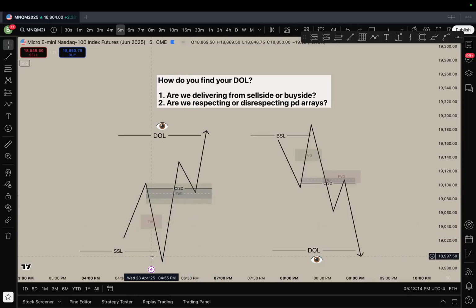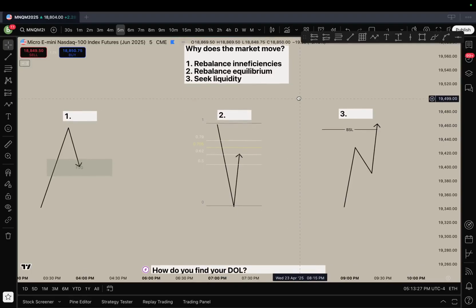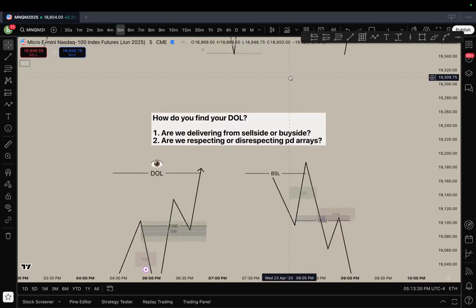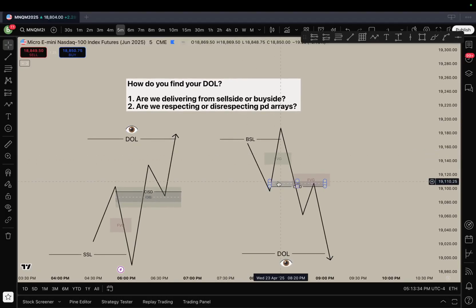And if we are doing these things, if we're delivering from sell side, we are disrespecting bearish PD arrays and we are respecting bullish PD arrays, the draw on liquidity is most likely going to be higher, right? As long as we align this with why the market's moving, then you can find your correct draw on liquidity, okay?